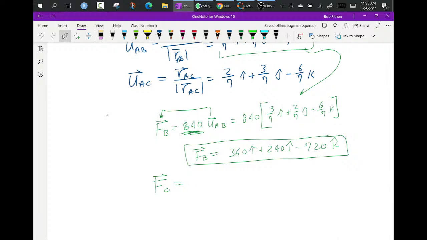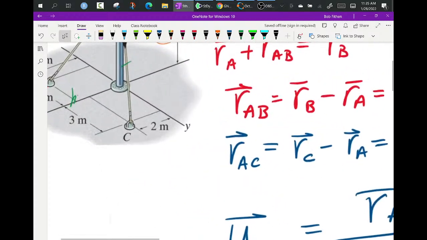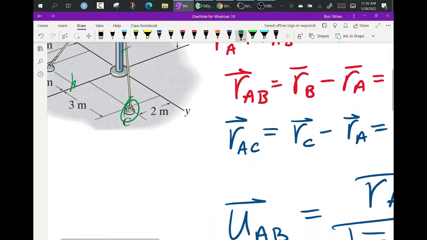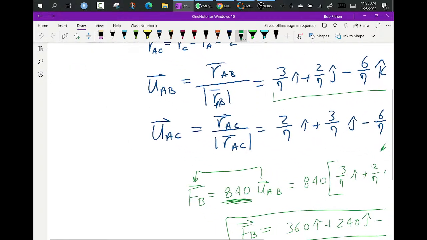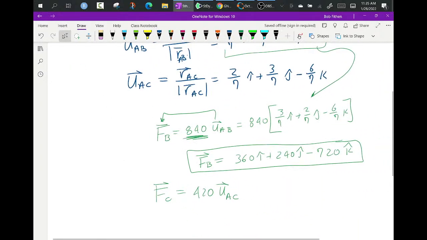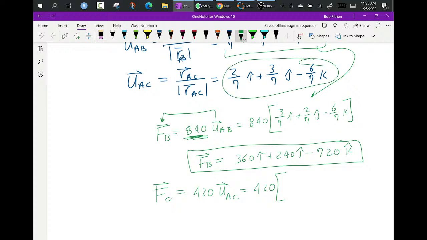Stop moving. 420 times UAC. Is that correct? Yeah, it's the one pointing here to C. To make sure I don't mess up, flip the B and the C. Okay, so it's equal to, of course, 420. And what I do is I grab the UAC and I copy it right here. And that's 2/7 I plus 3/7 J minus 6/7 K.